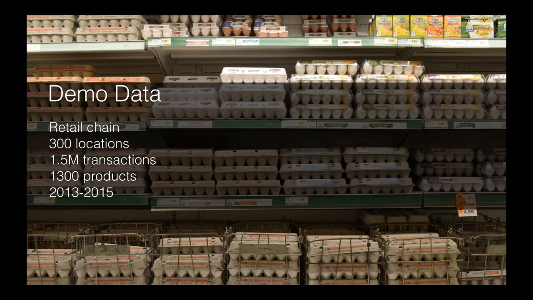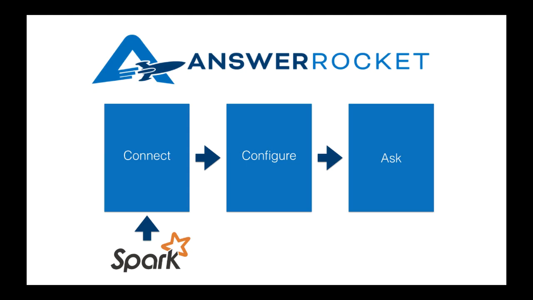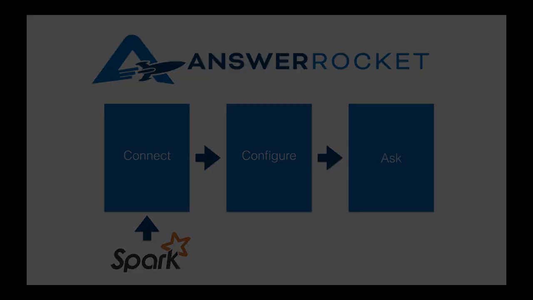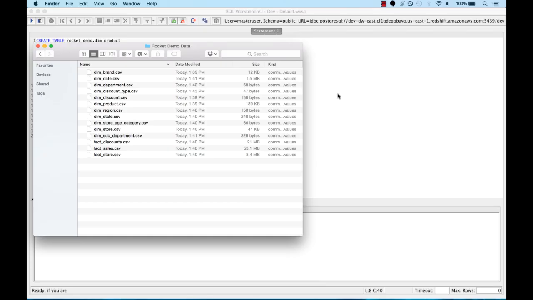Our demo dataset is based on a national retail chain with 300 stores. We have 1.5 million transactions between 2013 and 2015 for 1,300 products. Through AnswerRocket, we're going to connect to our data in Spark, configure the domain model, and ask questions in natural language. To get started, we're going to load our CSV files into the Spark environment.